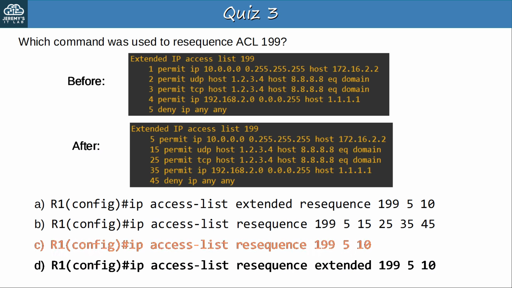The answer is C. ip access-list resequence 199 5 10. After ip access-list resequence, you must specify the name, the new sequence number of the top entry, and then the increment used to increase the sequence number of the following entries. This command tells the router to use 5 for the first entry, and then increase it by 10 for entries after that. So from 1, 2, 3, 4, and 5, it became 5, 15, 25, 35, and 45. Let's go to question 4.